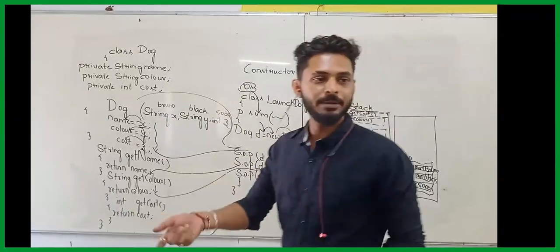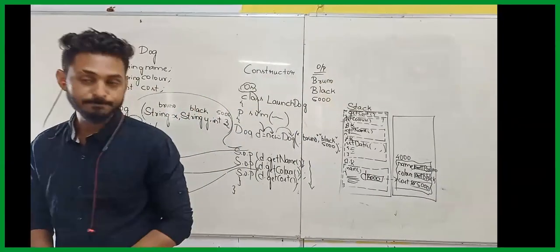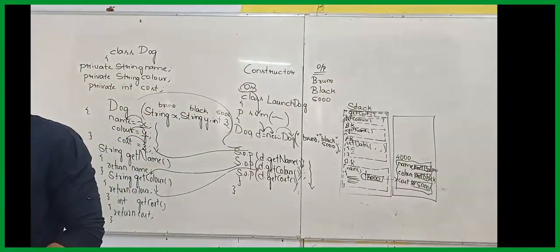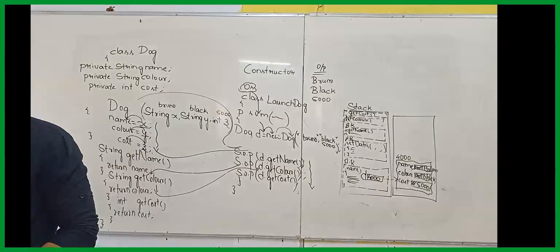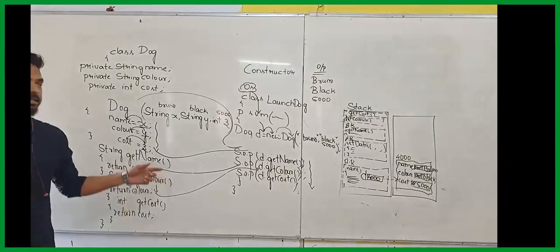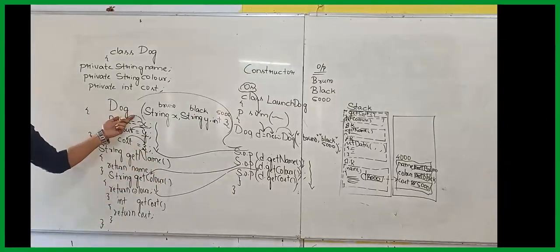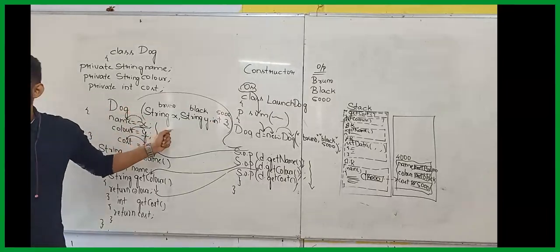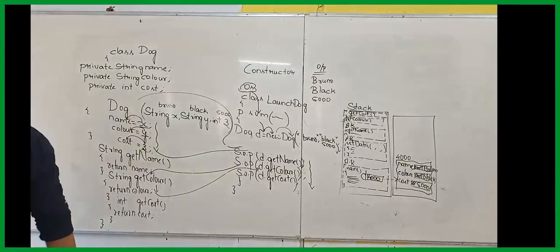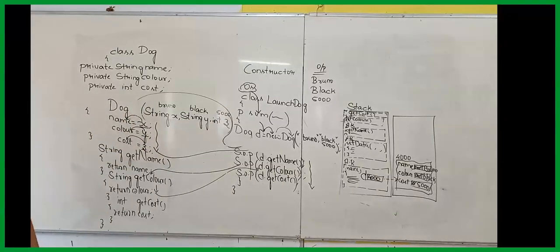How many parameters can I pass for a method? As many as you want. Yes. In a similar way, how many parameters can I pass for a constructor? According to your need. Getting my point? Yes or no?